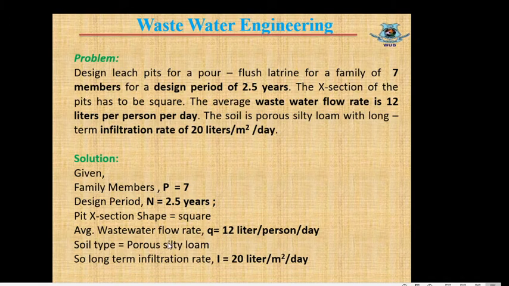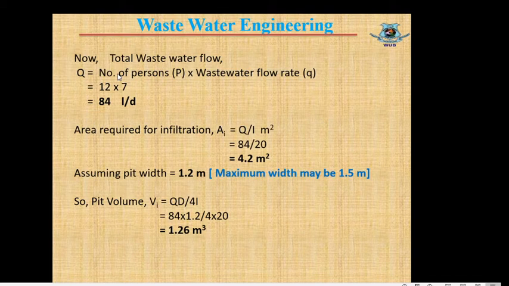We have to calculate the total Q for 7 persons. So if we want to calculate total Q, we need to multiply this 7 with this 12. Here Q equal to number of persons P times wastewater flow rate Q, equal to 84 liter per day, and I equal to 20 liter per meter square per day. Replacing these values in the equation, we have calculated A equal to 4.2 meter square.